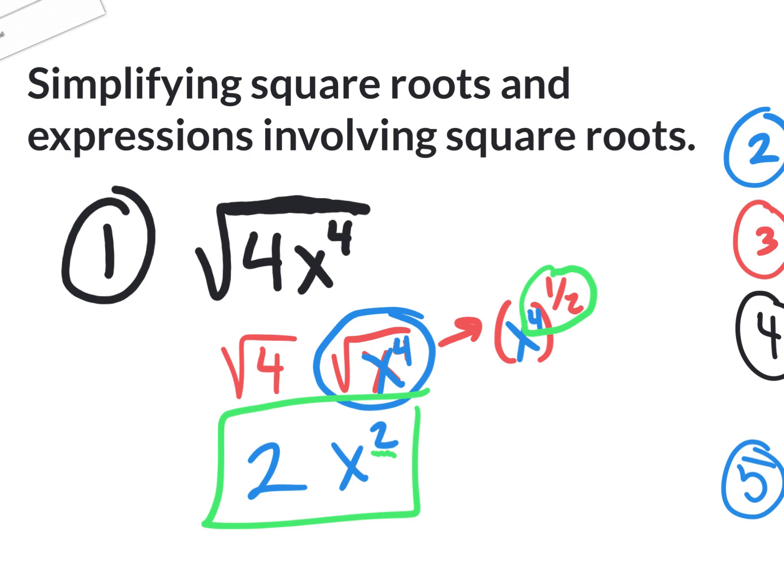Let's try to do it in our heads. What if this were a 14 instead of a 4? What would the square root of 4x to the 14 be? 2x to the 7th. Good, you were able to do it in your head. That's great. That would be 2x to the 7th.